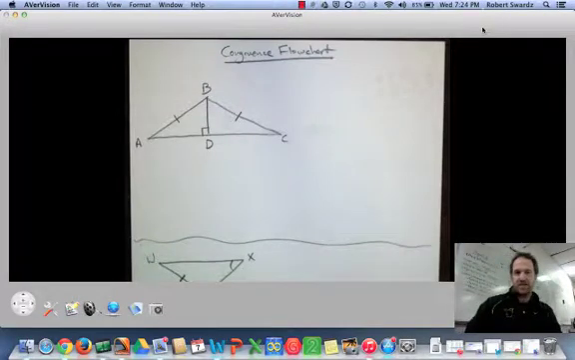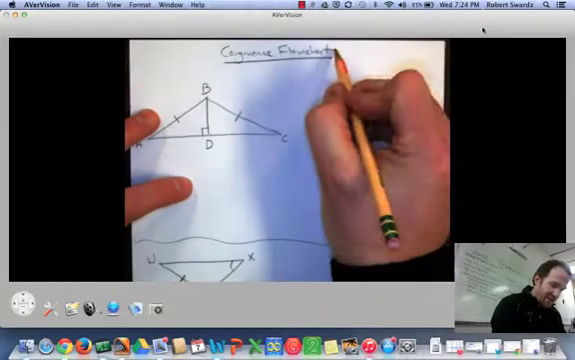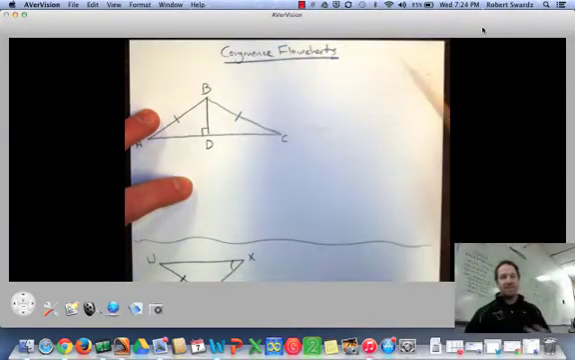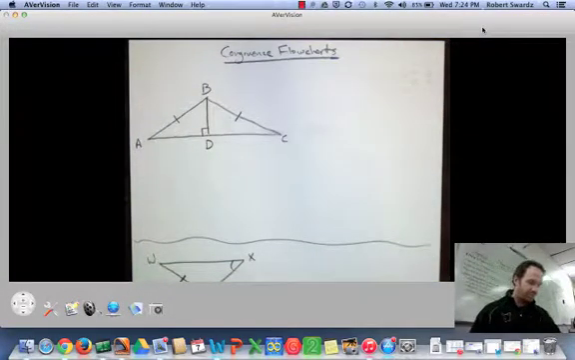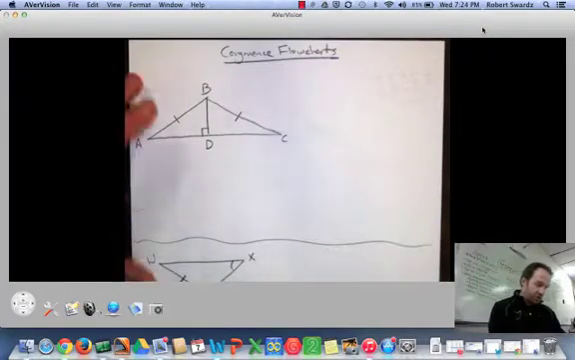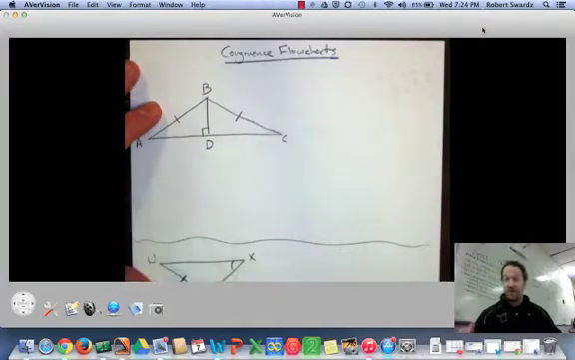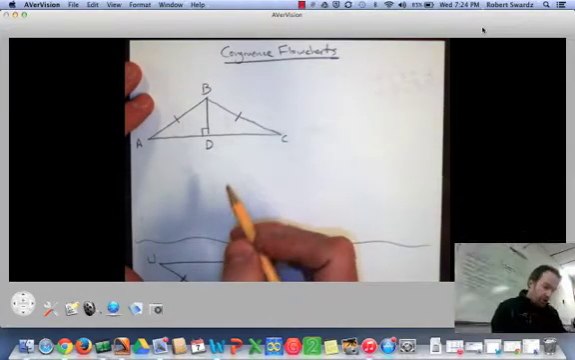Hello there, everybody. This video is about congruence flowcharts. How do we use a flowchart to organize the information we need to prove that two triangles are congruent? That's what we're doing here in this video. Now, in the previous video, you hopefully learned that there were 5 ways to show that triangles were congruent.